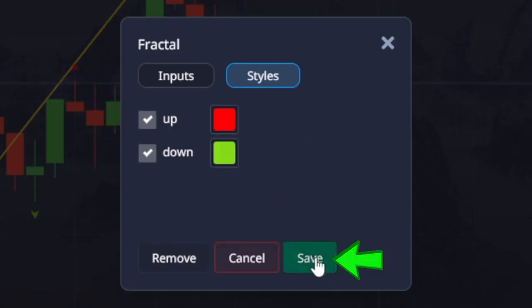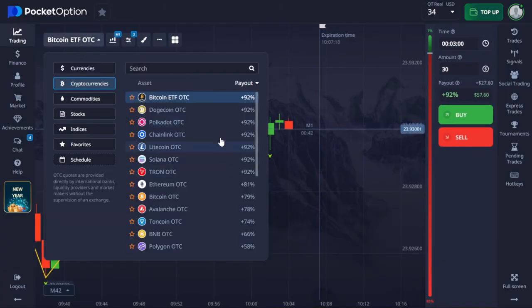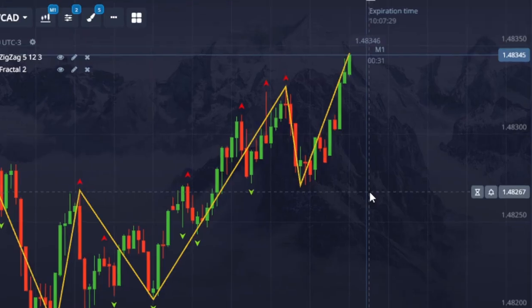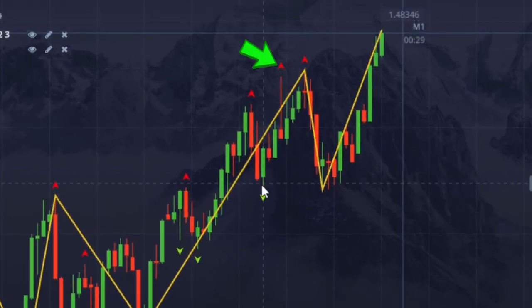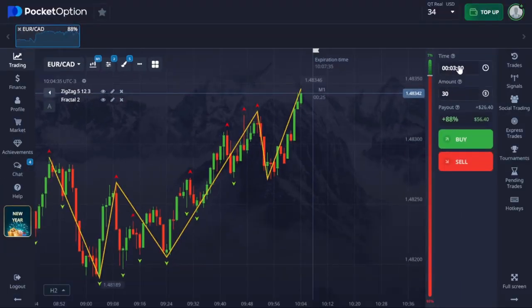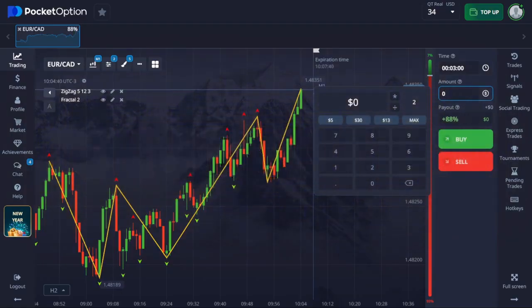Now let's choose a couple financial markets. These strategies work best when traded with the trend, not against it. When you trade against the trend, you typically lose. The time frame is set to 3 minutes and we start with an amount of $14.